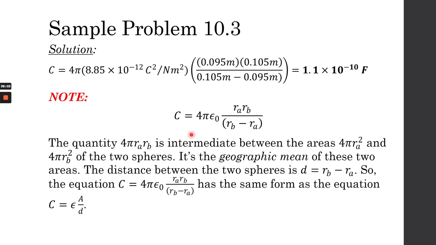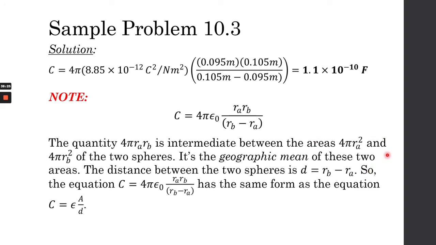The quantity 4 pi times the radius of your inner sphere and the radius of your outer sphere is an intermediate between the two areas. Because in the original equation for parallel plates, we use area, right? So when we try to measure for a sphere, we also have to use areas, but we have two spheres.